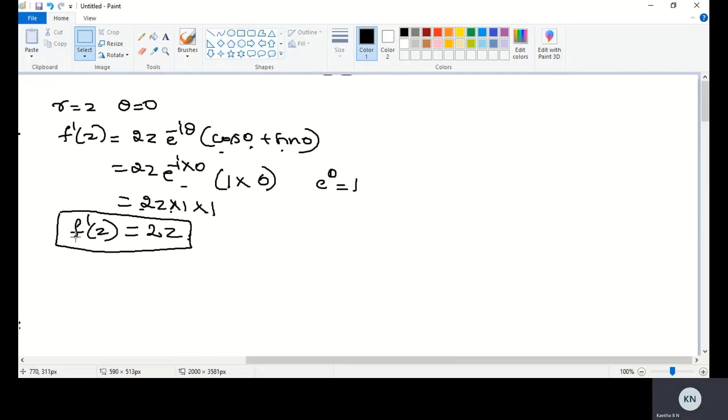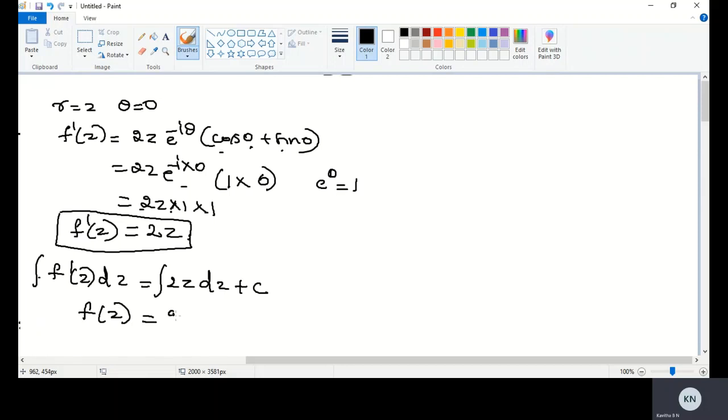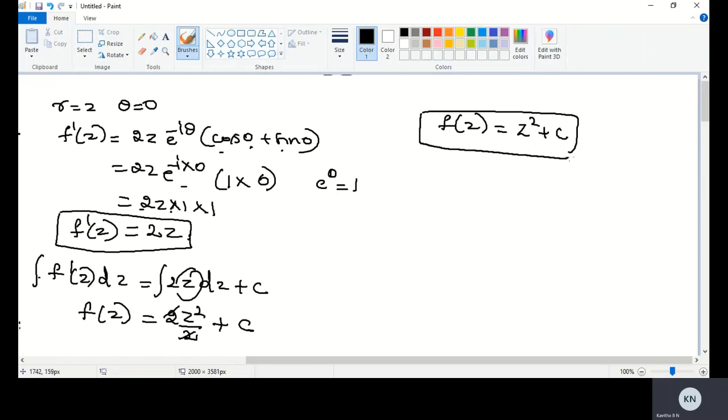But we need to find the f of z. So integration of f dash of z dz is equal to integration of 2z dz plus c. Integration and differentiation get cancelled. f of z is equal to 2 into integration of z, which is z square by 2, plus c. The 2 gets cancelled. f of z is equal to z square plus c.